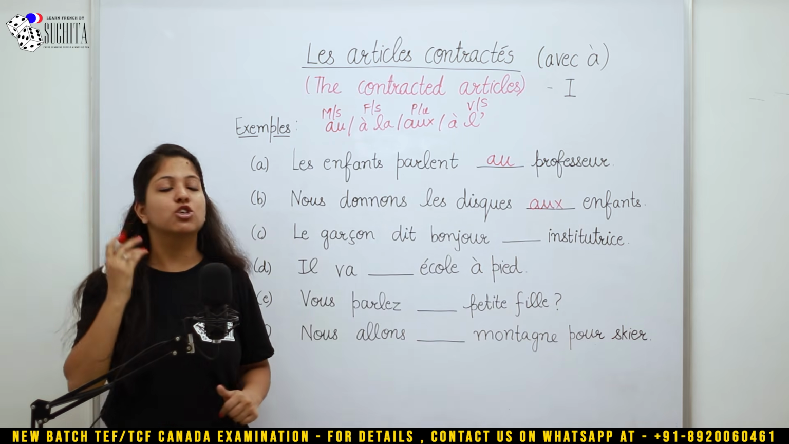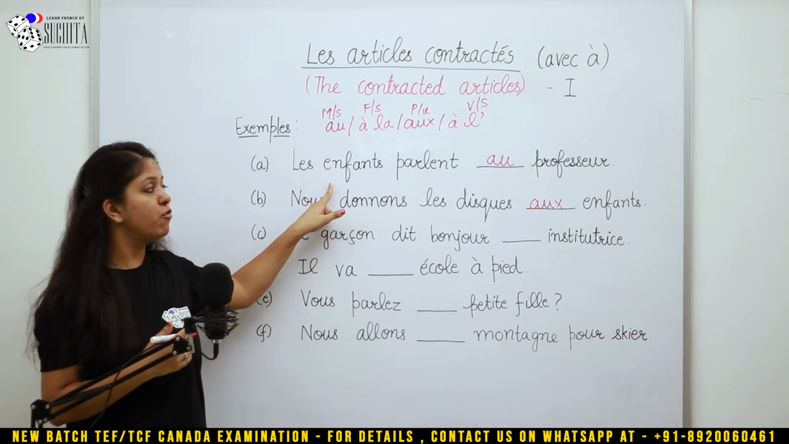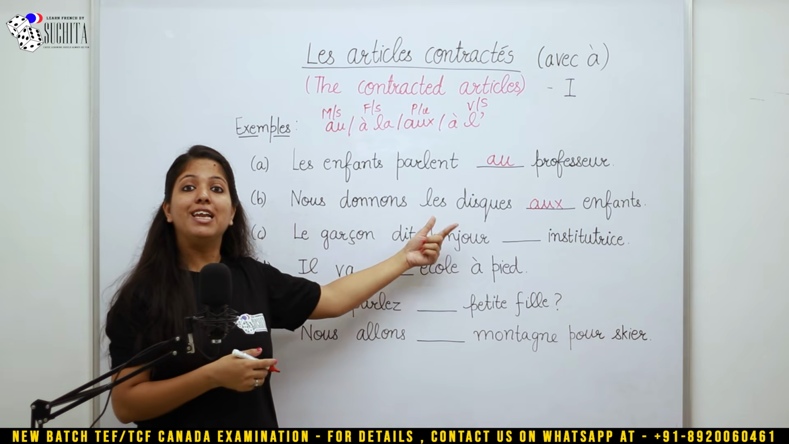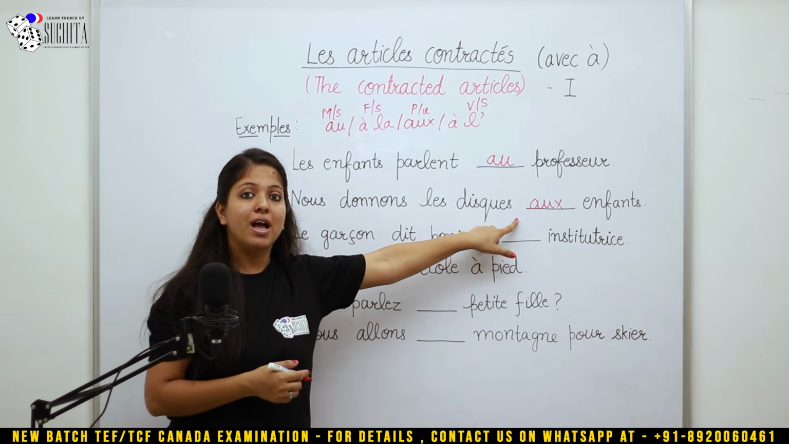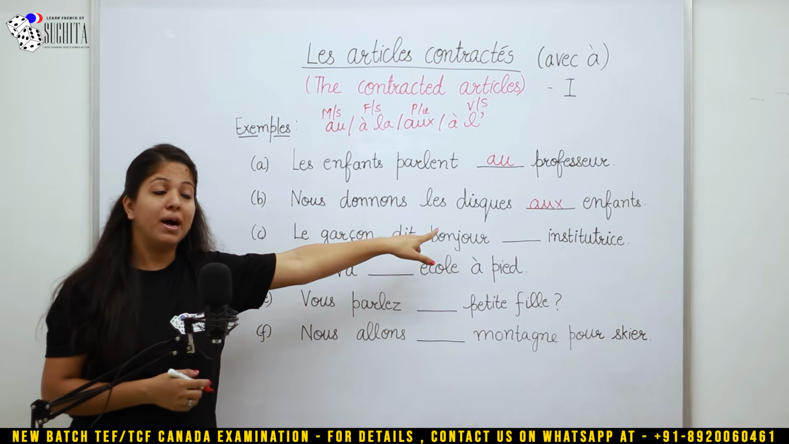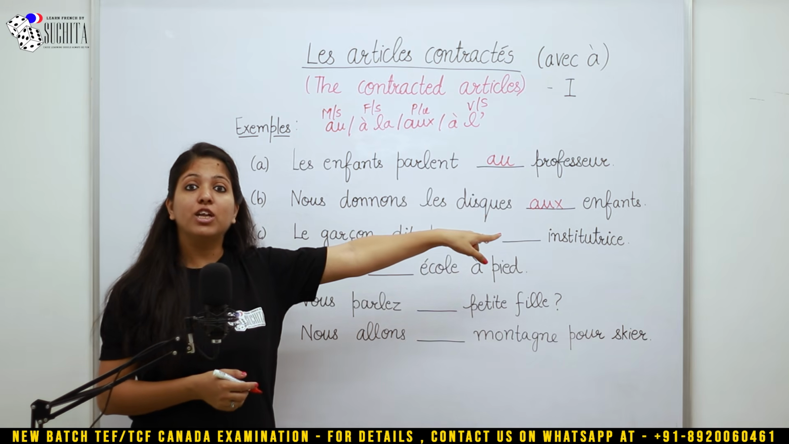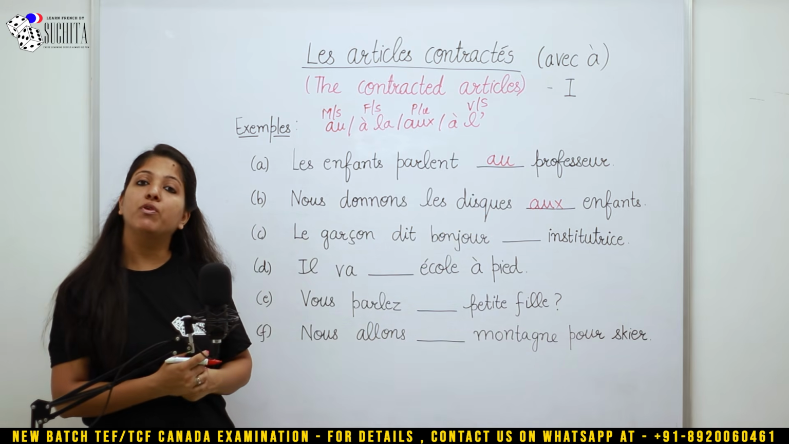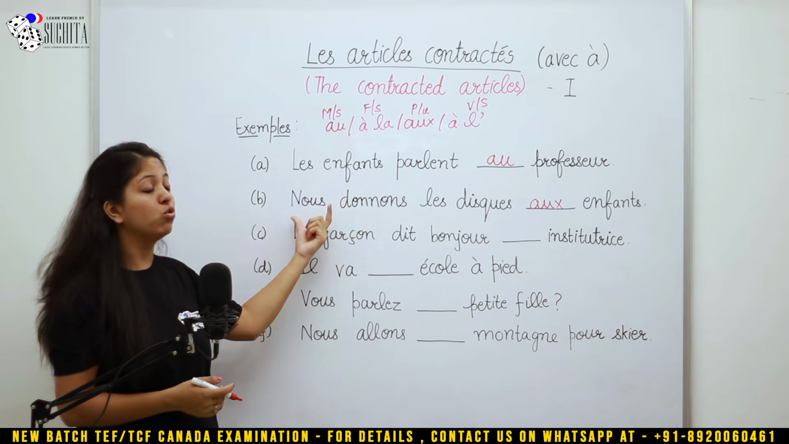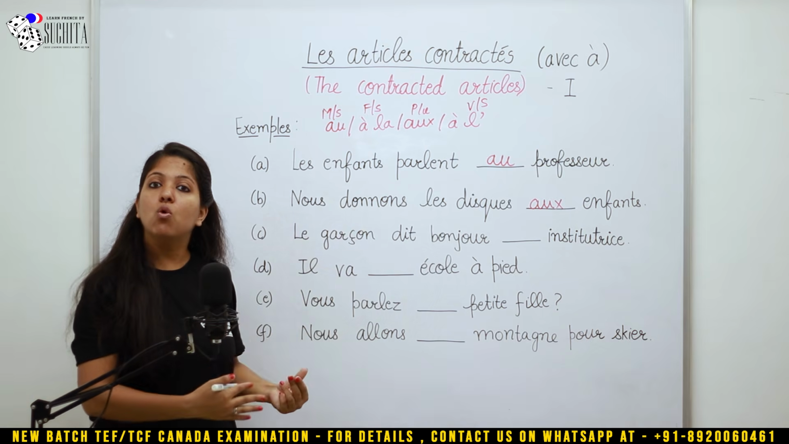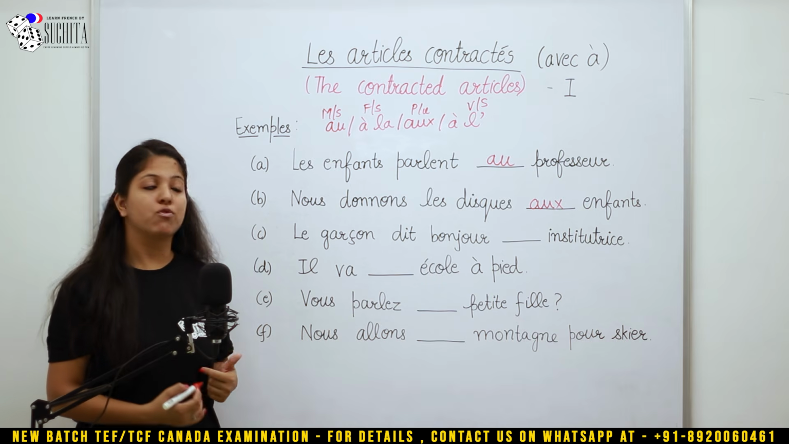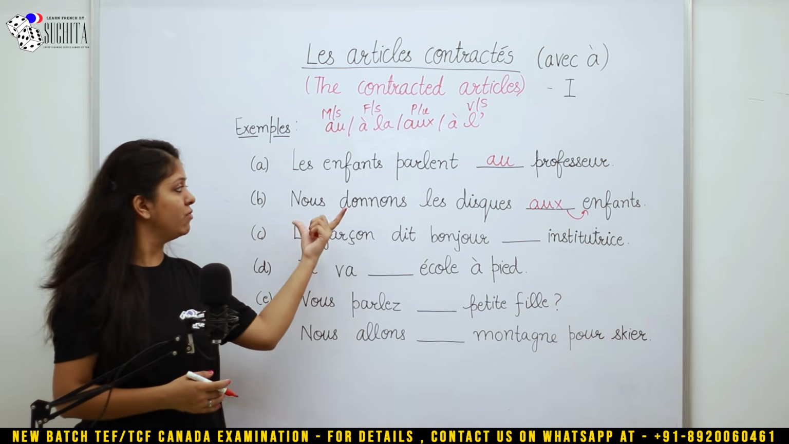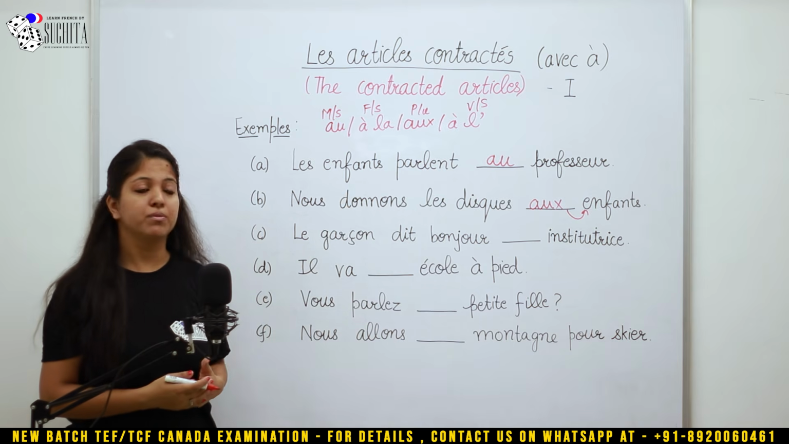And how will the pronunciation vary? It is les enfants parlent au professeur. Nous donnons les disques. Now this also has the pronunciation as o. But since after that you have a vowel, enfant begins with a vowel, so the liaison rule will be followed and you will say nous donnons les disques aux enfants. Aux enfants. Okay? We give the CDs to the children.